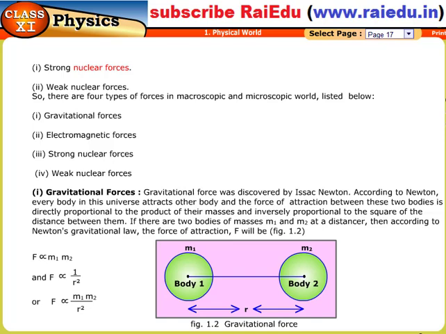Gravitational forces. Gravitational force was discovered by Isaac Newton. According to Newton, every body in this universe attracts another body, and the force of attraction between these two bodies is directly proportional to the product of their masses and inversely proportional to the square of the distance between them.